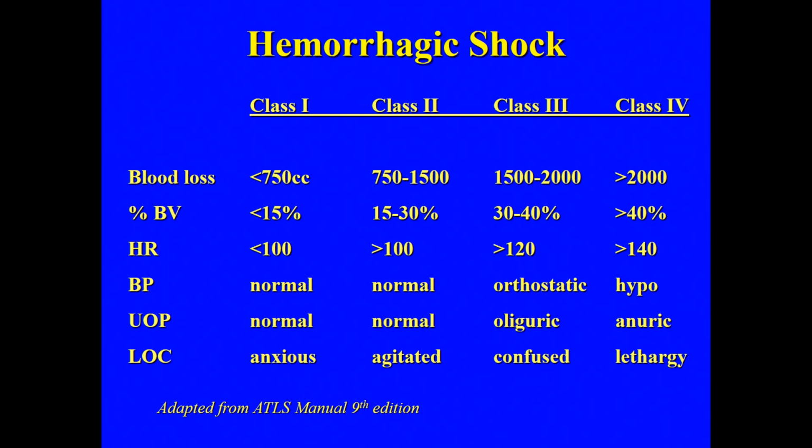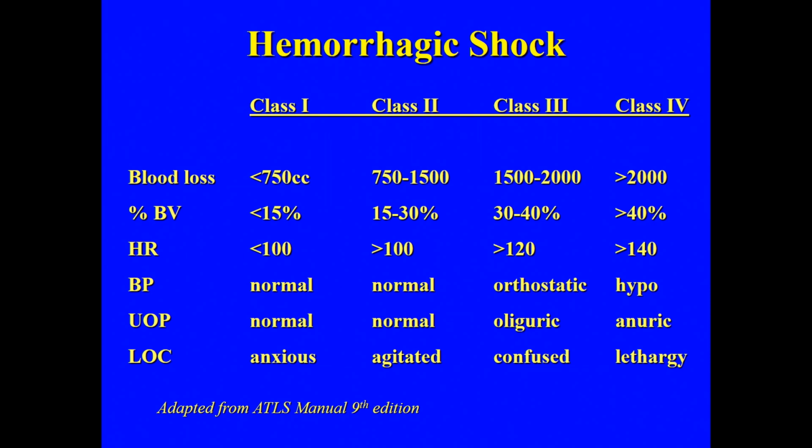With further blood loss, up to 30% of the circulating blood volume, or up to 1,500 cc's of blood volume, is characterized by the second class, or class 2 of shock. Here, resting heart rate is elevated above 100 beats per minute. Blood pressure and urinary output are still normal, but the level of consciousness can be described as agitated, but still oriented.